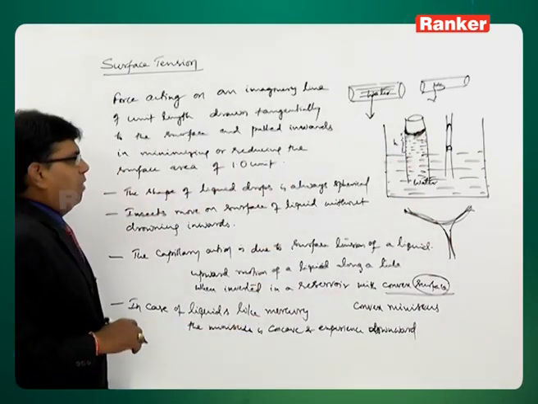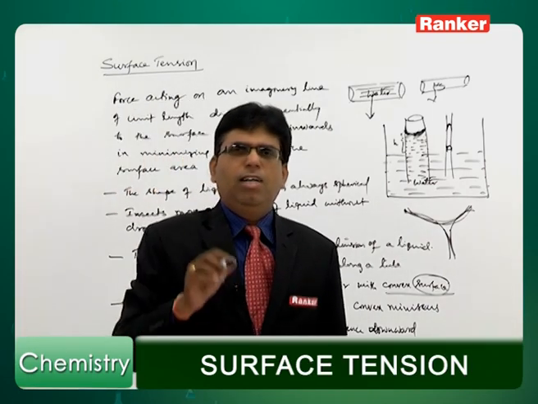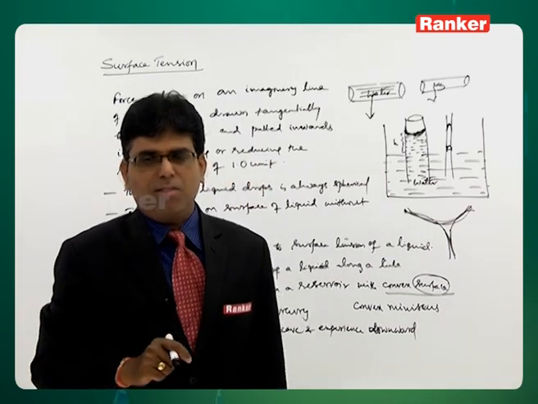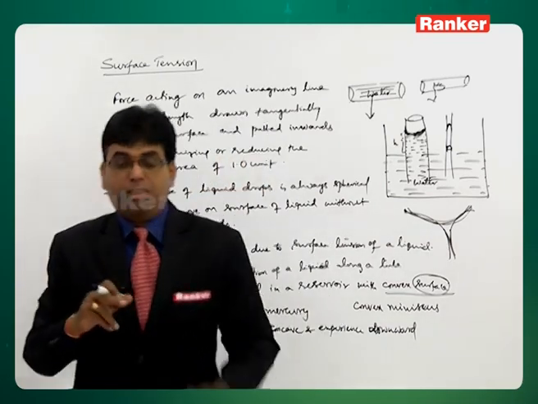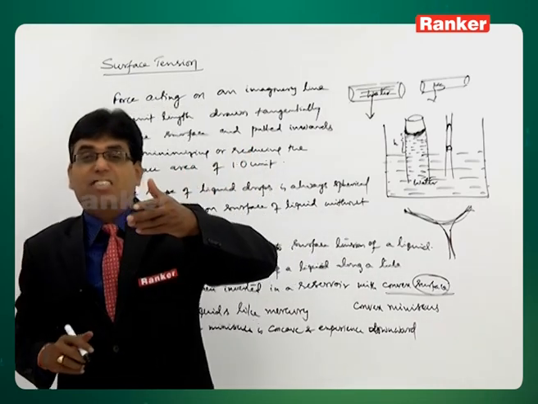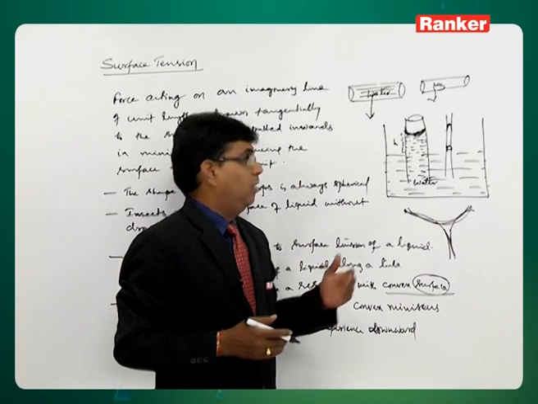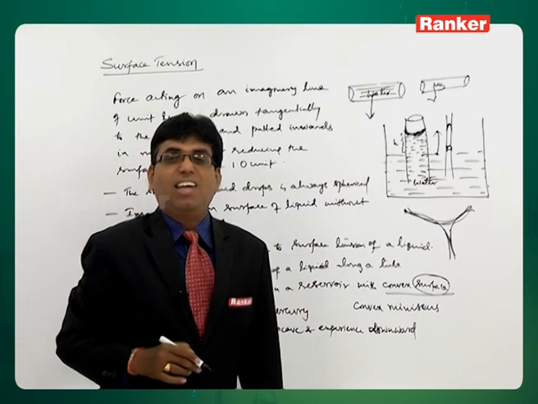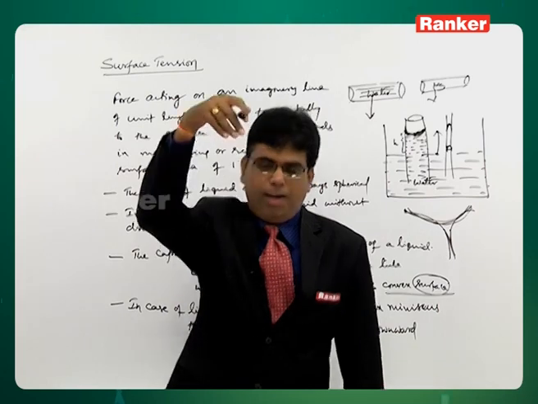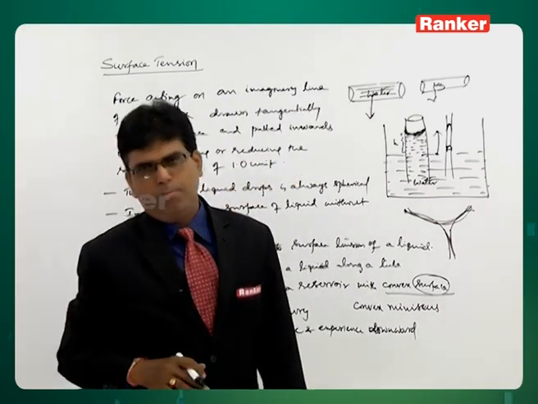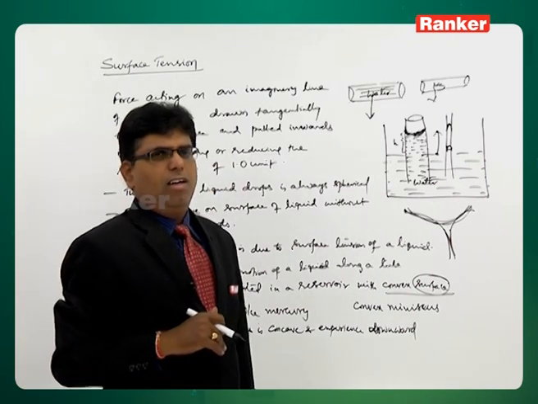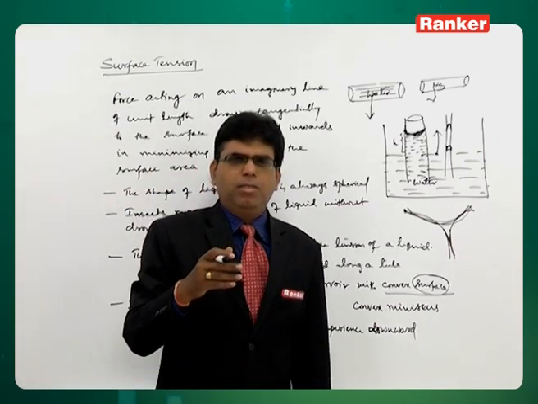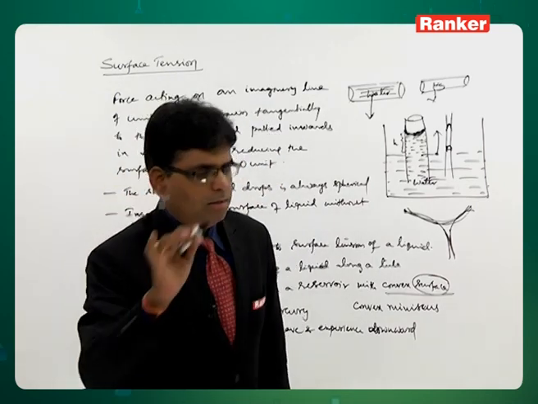Then, when it comes to the factors affecting surface tension: with increase in temperature, the attractive forces decrease, so the inward pull decreases. With increase in temperature, the escaping tendency of molecules increases because of the increase in kinetic energy, as we have already discussed in the case of vapor pressure. The molecules on the surface tend to escape more easily, so the escaping tendency increases but not the inward pull. That means the surface tension is decreasing, right? So with increase in temperature, the surface tension of a liquid decreases.